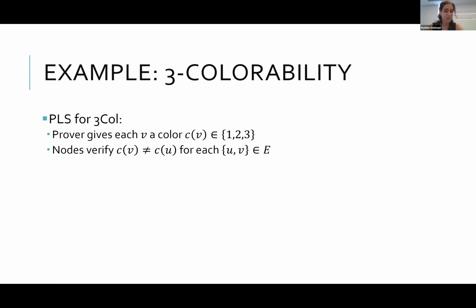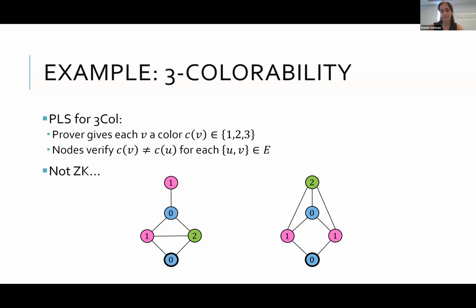But is this zero knowledge? When the prover gives me the colors, and then I compare colors with my neighbors, is this zero knowledge? By comparing colors with my neighbors, do I learn something non-trivial about the network? Turns out that the answer is yes. Actually, you do learn something non-trivial about the network.